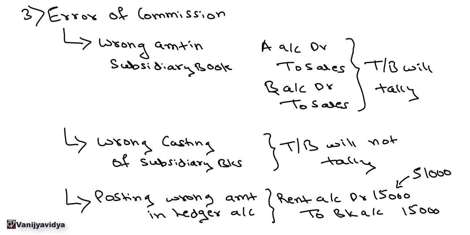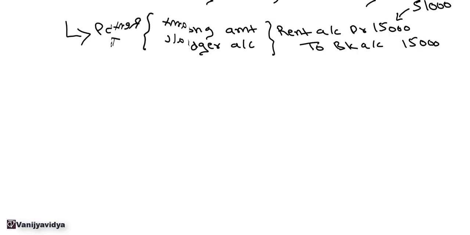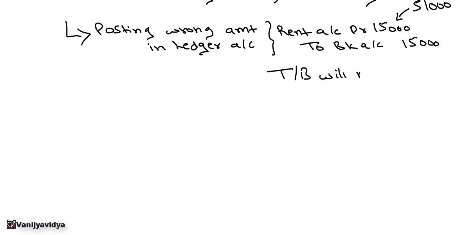whereas the bank account is showing a proper balance of whatever is the balance in the bank account. It is shown properly because bank account is credited correctly with the amount of 15,000. Now again in this case, the trial balance will not tally.